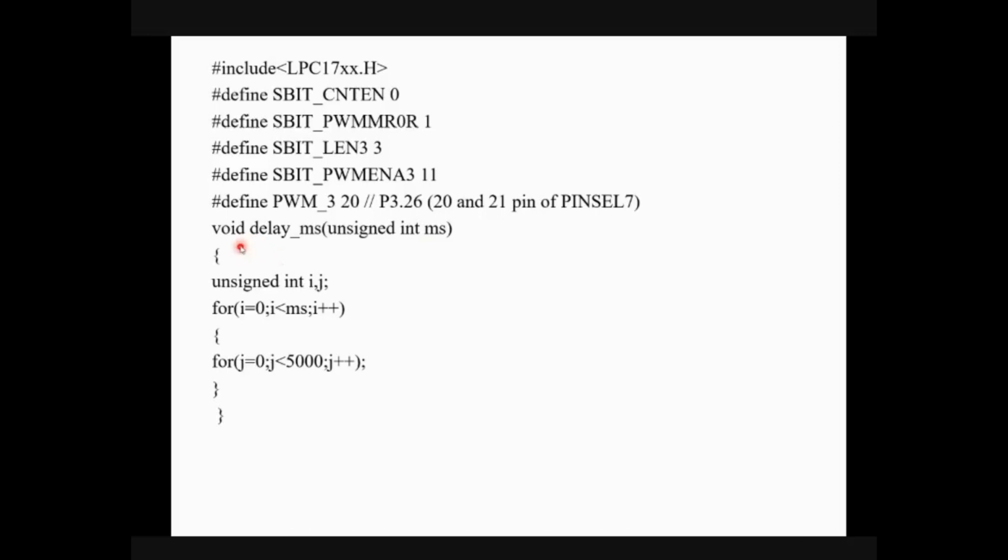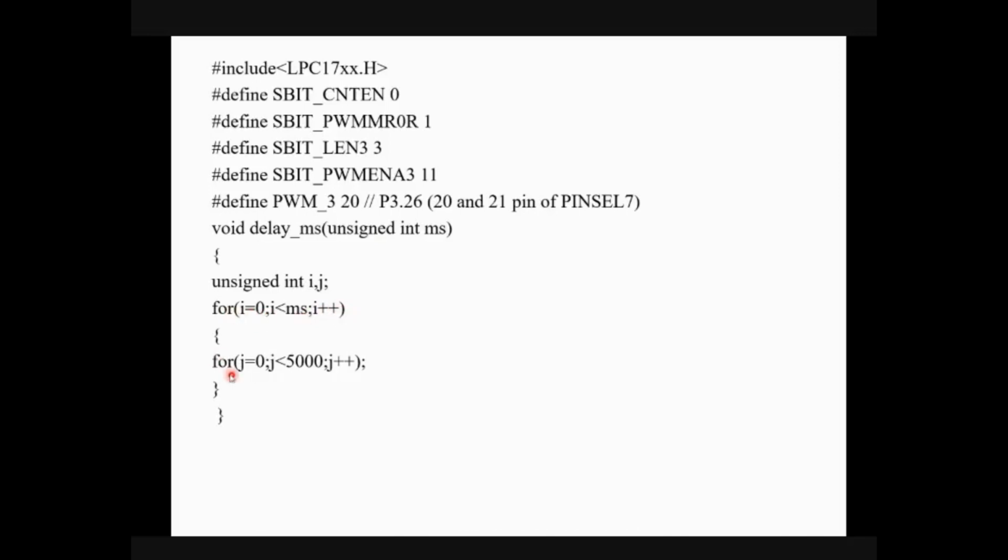So your delay operation completely depends upon the ms value, and the ms value will be declared in our main program. The delay loop has two integers, i and j. Here two loops are there, and one loop will be inside the other loop. The i value will be 0. If i is less than the value of ms, it will start incrementing.